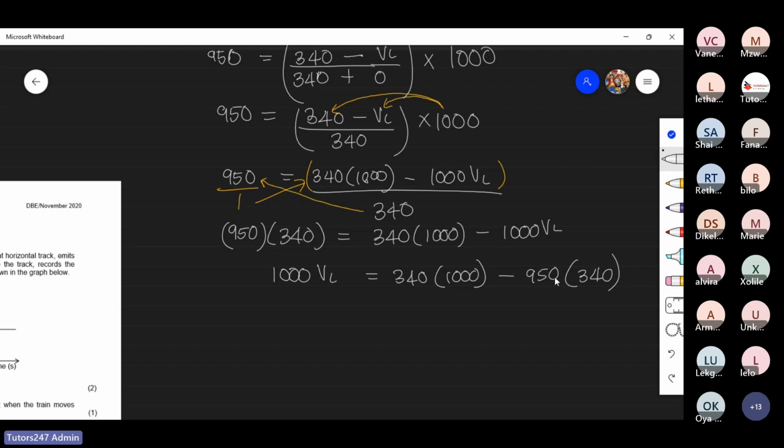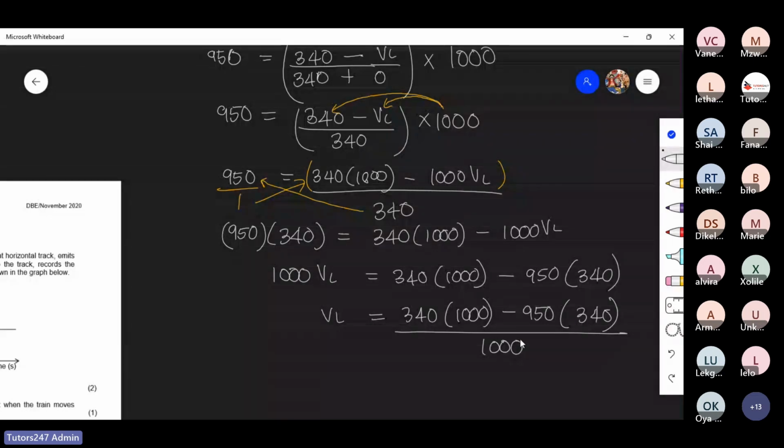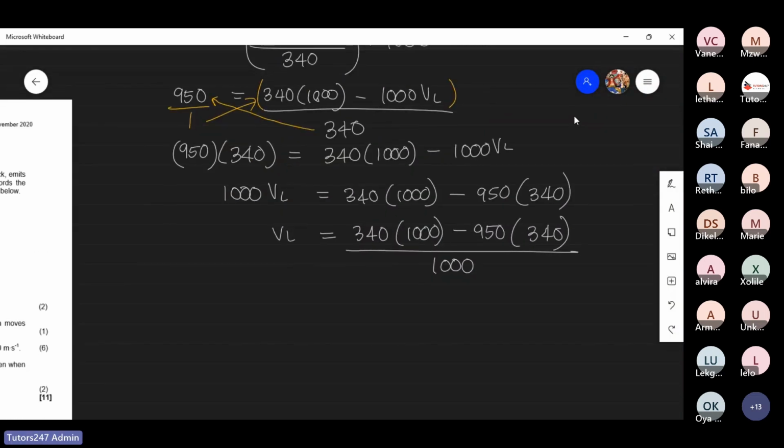Okay. From here, I'm going to divide both sides by 1000. So that gives me VL as (340 times 1000 minus 950 times 340) all over 1000. The reason that I'm not multiplying these values and putting the answer in my equation is because I don't want to have a very long number that's going to be confusing to work with. It's easier for me to keep it in this form. If you prefer multiplying it and keeping it in that form, you're more than welcome to do that.